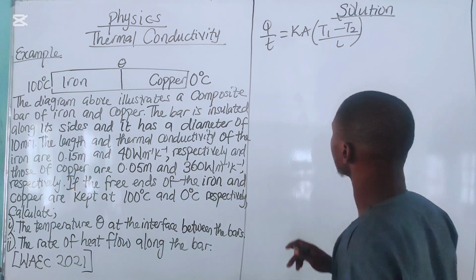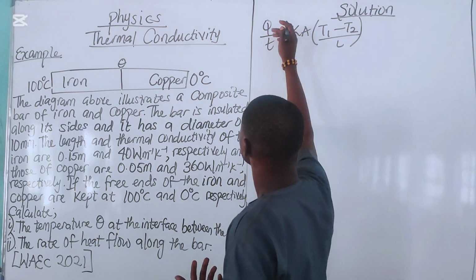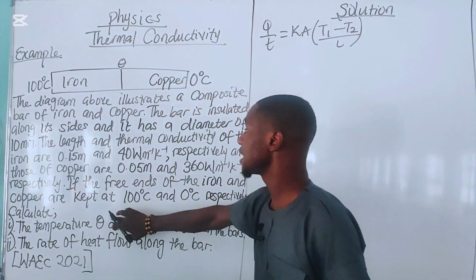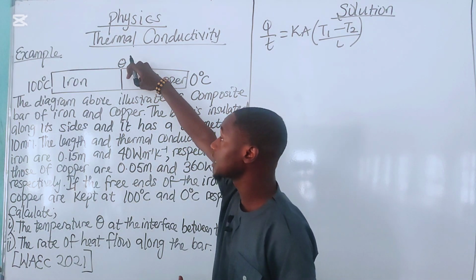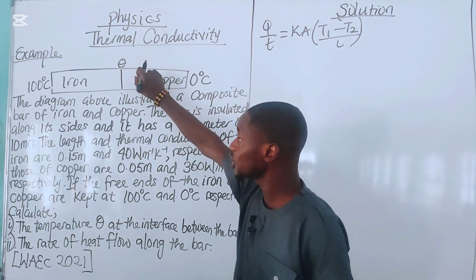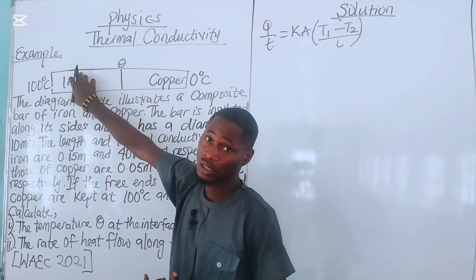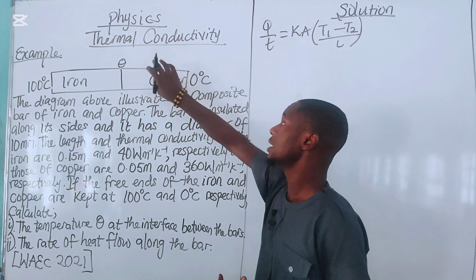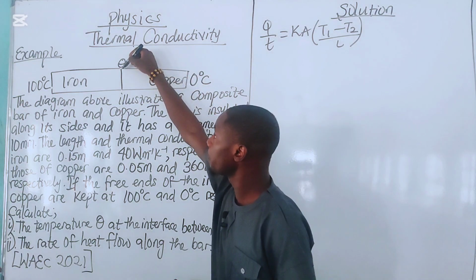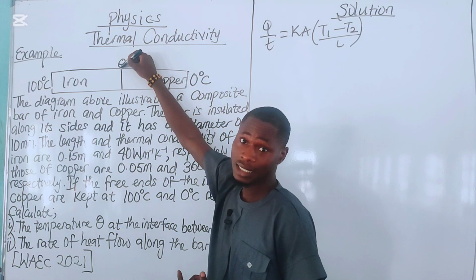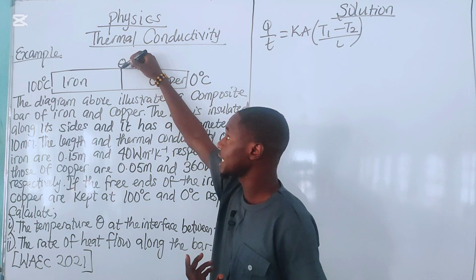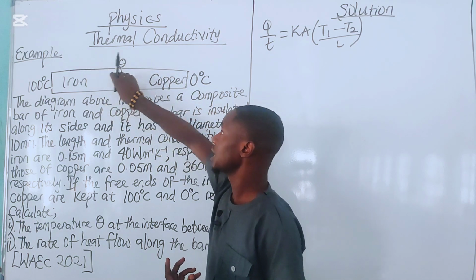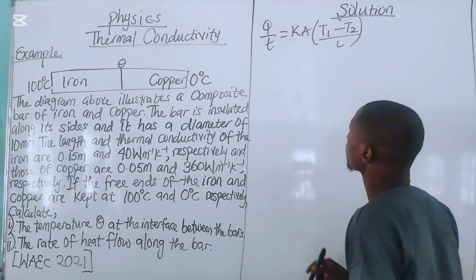Okay, so for the iron, since the question said we should find the temperature theta at the interface, at this interface the quantity of heat for the iron is going to be the same as the quantity of heat for the copper, because the temperature at this interface here is theta. And since they are joined together, it means that at this point theta, the quantity of heat for this is the same as the quantity of heat for that.